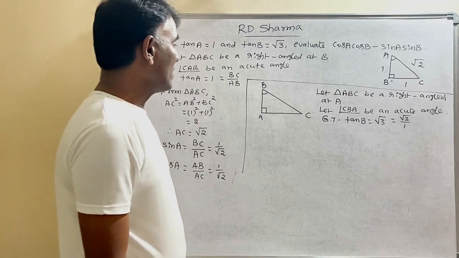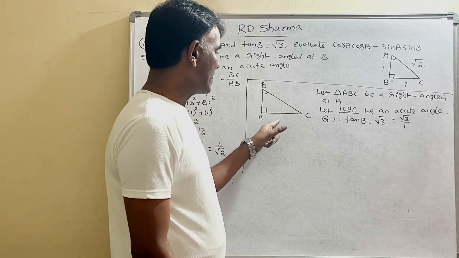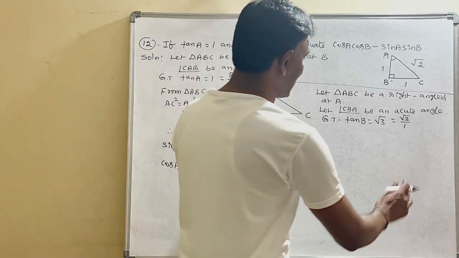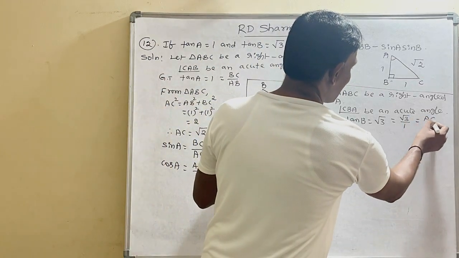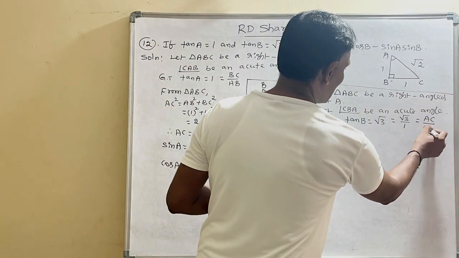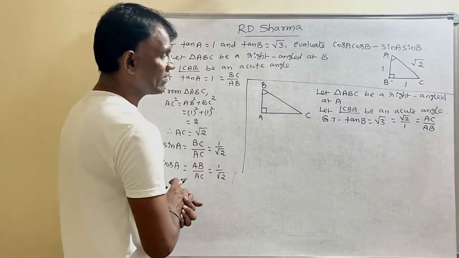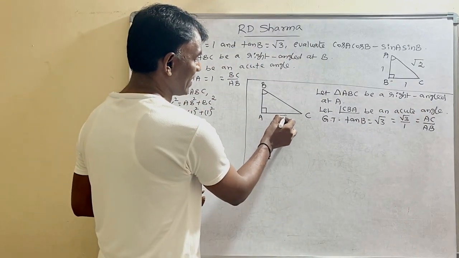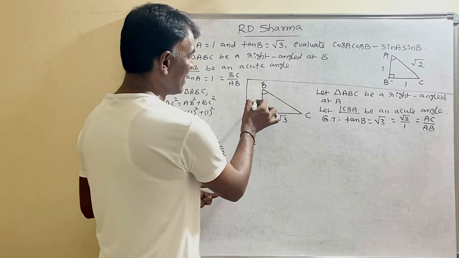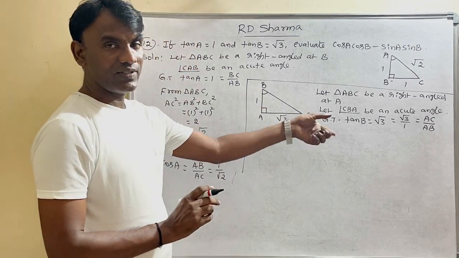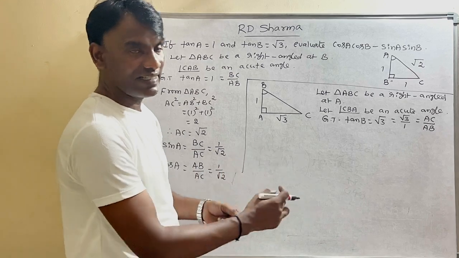Now what is the meaning of tan? Opposite side divided by adjacent side. What is that opposite side? AC. So just write here AC divided by AB, that is the given value. So here what is the value of AC? AC value is root 3 and AB value is equal to 1. Again we find the BC value. For that we can use the Pythagoras theorem. That is the next step.